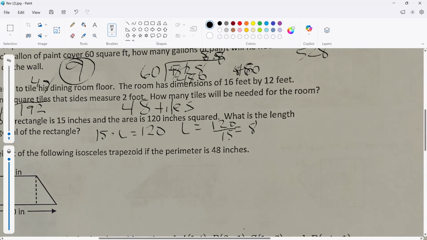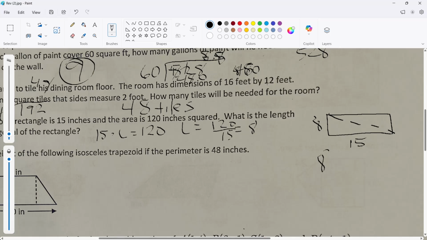This is odd. Usually the length is the longer side. So I have this rectangle, and I'll call this the width, 15 inches, and I'll call this the length, 8 inches. And then I have the diagonal, which goes like that. You can use the Pythagorean theorem, 8 squared plus 15 squared equals diagonal squared, and then take the square root. I was going to say this is a Pythagorean triple, but 15 is the width, not the diagonal. So I'm going to have to do that.